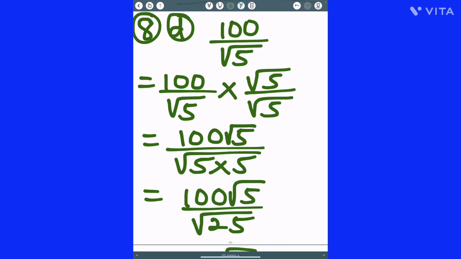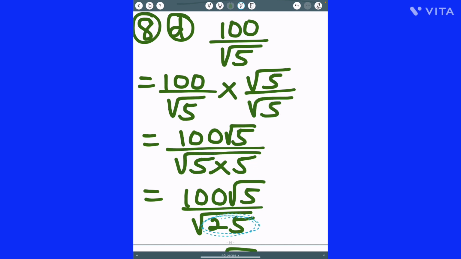Now, 8D, 100 over root 5. In 100 over root 5, I need to multiply the numerator by root 5 and multiply the denominator by root 5 to rationalize. So this will give me 100 times root 5, 100 root 5. Root 5 times root 5 is root 5 times 5. Root times root is root. Then 5 times 5 under it.